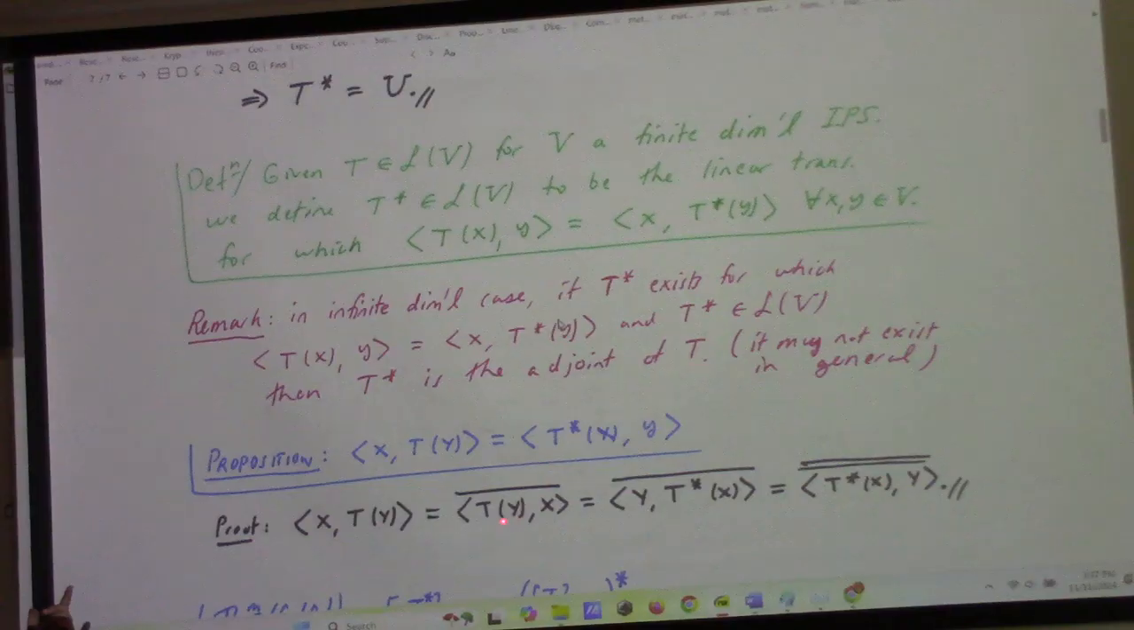This, of course, is equal to the complex conjugate of flipping the order. But if we flip the order, we can move the T to the other side by the definition of the adjoint, like such. But then, of course, to flip it back, we complex conjugate again. And then, of course, those cancel, right? Because the complex conjugate is nothing. And so we get inner product of x with T of y is equal to T star x with y, which is what we were setting out to prove. So we can move the star to the left or to the right.